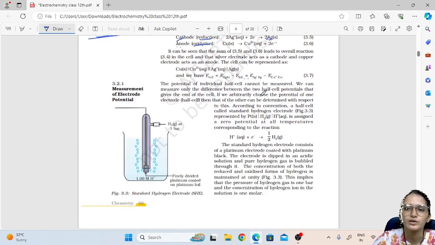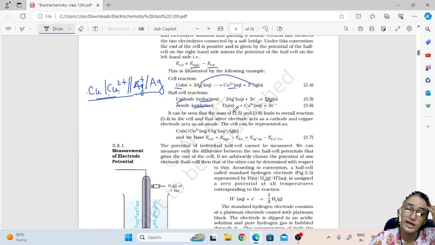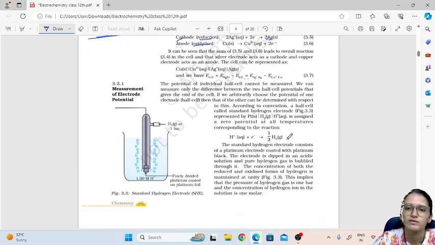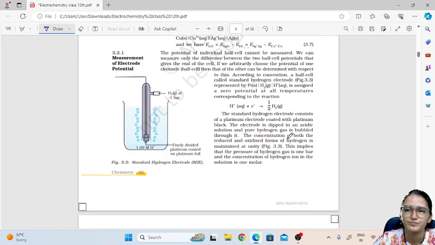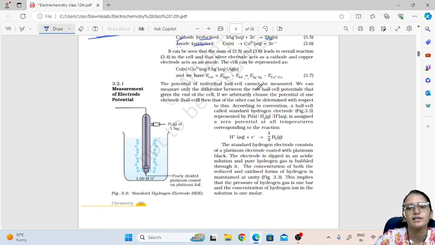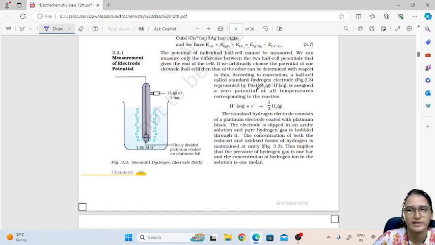Okay, so E naught of cell will be in this case cathode minus anode. So E of right means right is Ag plus, so E of Ag plus to Ag minus E of Cu2 plus to Cu. So this will give us the value of E naught of cell. Now next is measurement of electrode potential. So here we will be studying about the standard hydrogen electrode, which is taken as a reference electrode, okay, so we will see what is the use of this electrode.